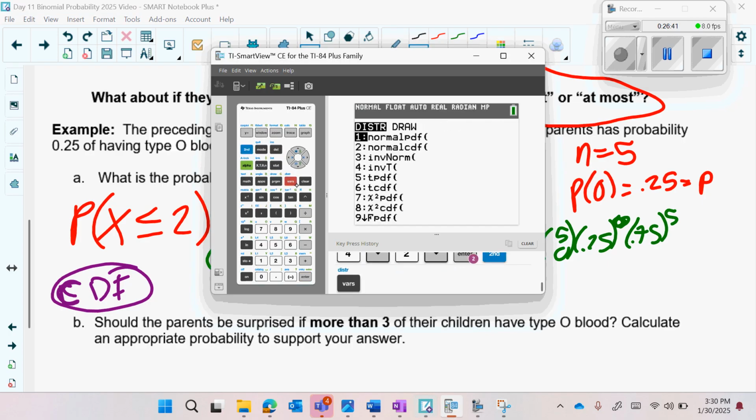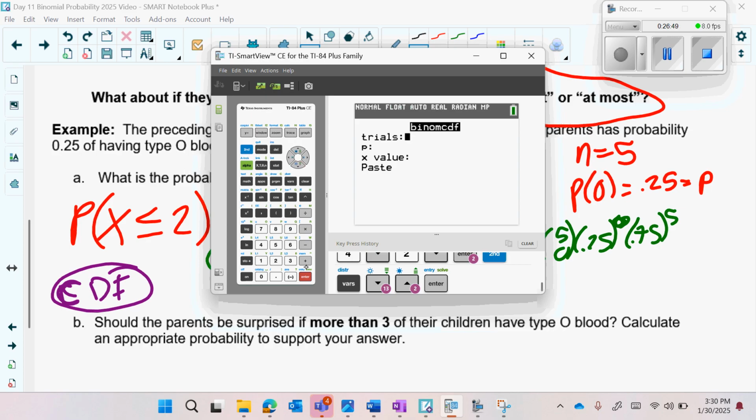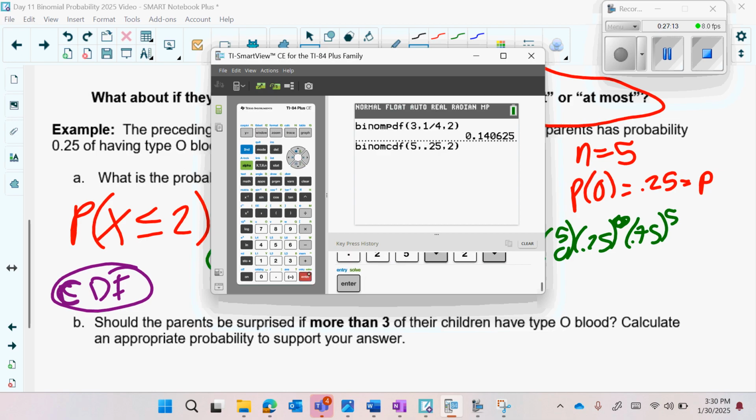You would press second bars, and instead of going to letter A for binomial PDF, you're going to go to letter C, which is binomial CDF, and it's going to look exactly the same. You're going to still put in the number of trials, which is 5. You're going to still put in the probability of success, which is 0.25, and you're going to still put in the X value, and you've got to make sure that you put whatever is less than or equal to the number that you want. So you're going to put in 2. In this case, this means 2 or less. And C stands for cumulative, meaning accumulating. So this is really going to give you binomial PDF for 0, 1, and 2, added up. And that is the total answer.